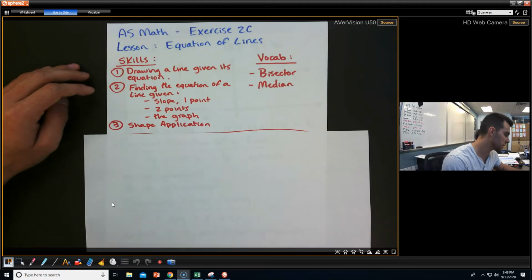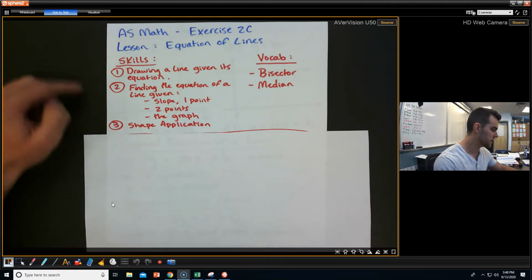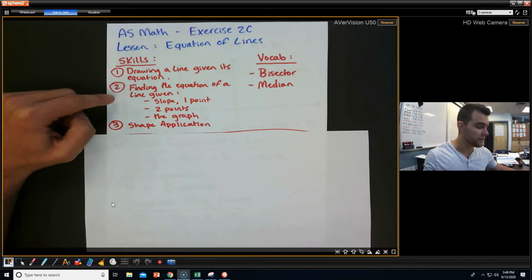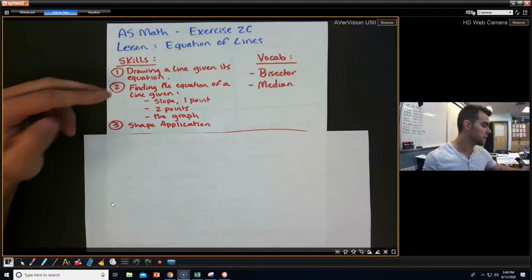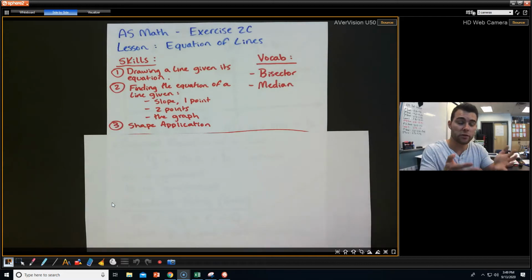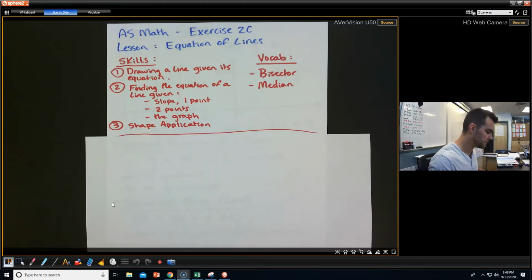Some of the skills that we're going to go over today, other than dreaded shape application problems, is drawing a line given the equation, and then the opposite of that, which is actually finding the equation given these two parameters as well as given the graph. So you can look at the graph and be like, hey, I know exactly what the equation is of that line, and we'll talk about the features. And we have just two vocab words on the chopping block today. So without further ado, let's begin.